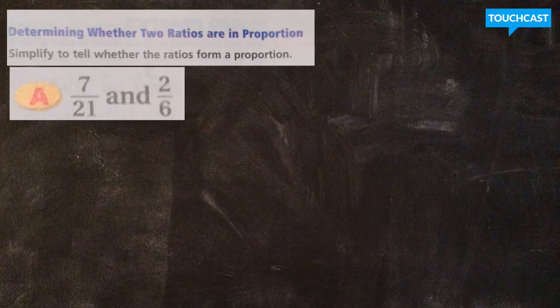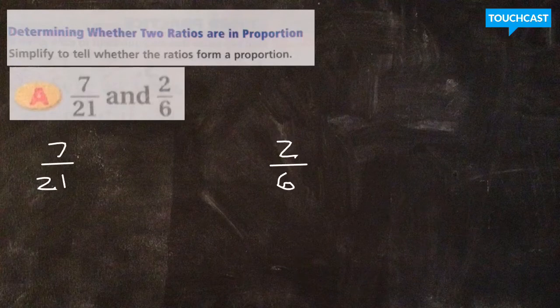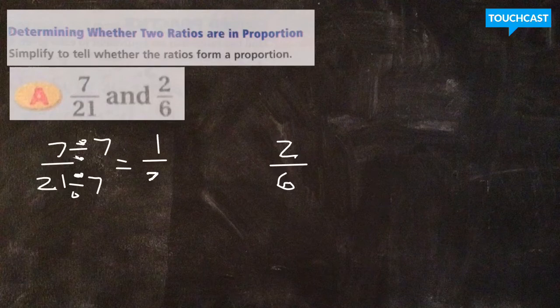So let's rewrite both of these ratios, 7/21 and 2/6. Let's first deal with 7/21. Is there a number that goes into both 7 and 21? There is, and that number is 7. So let's divide both 7 and 21 by 7. In simplest form, 7/21 is just 1/3.